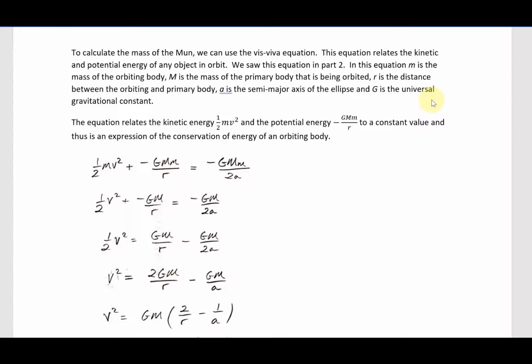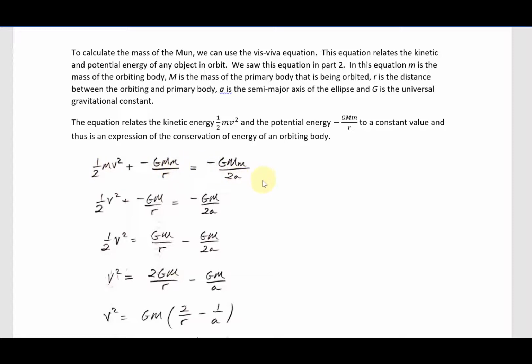This vis-viva equation relates the kinetic energy, 1/2 mv squared, and the potential energy, negative capital G, capital M, little m over r, to a constant value, and thus it is an expression of the conservation of energy of an orbiting body. So this is one form of the vis-viva equation. It relates the kinetic energy with the potential energy with some constant value that's determined by the gravitational constant, the mass of the primary body, the mass of the orbiting body, and the a value, the semi-major axis of the orbit. So the first thing you can do is cancel out the little m.